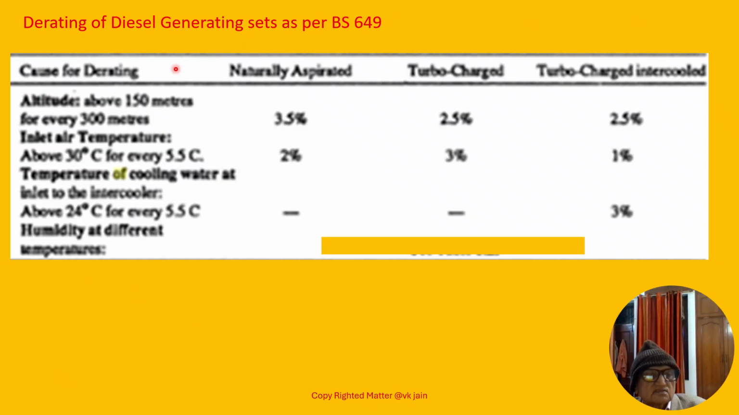Friends, there are two types of diesel generating set: naturally aspirated or with turbocharged. And the third category is turbocharged intercooled. And this particular chart shows the D rating of diesel generating set as per altitude and inlet temperature.